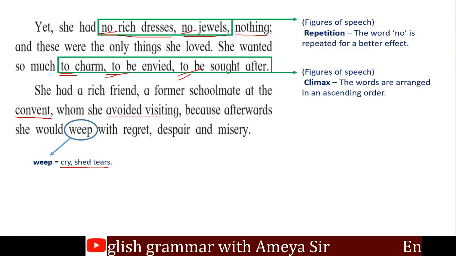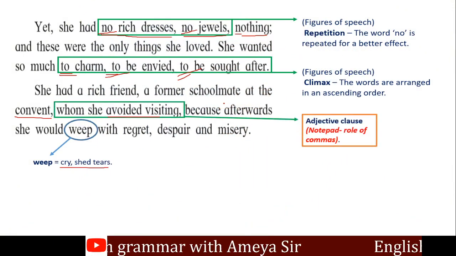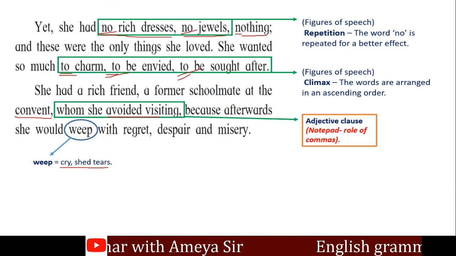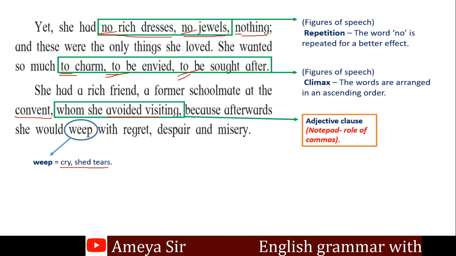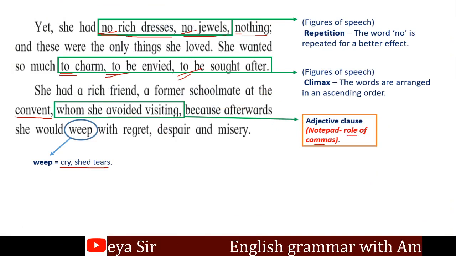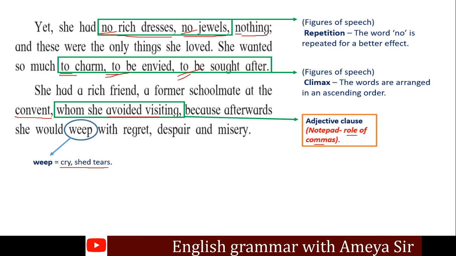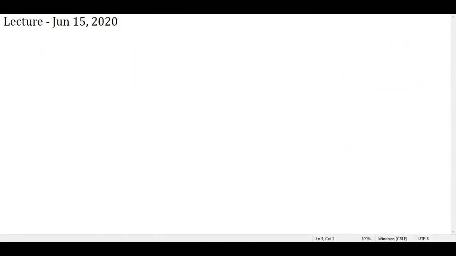Okay, back to the lesson then. Are there more entries? Yes, there are. Now this one I'm going to take you to the notepad. Adjective clause: whom she avoided visiting, and the role of commas is what we want to learn. So let's get to the notepad. I'm ready with my notepad. You would see here, do nothing else but pay attention. The role of commas. Consider these examples, okay?